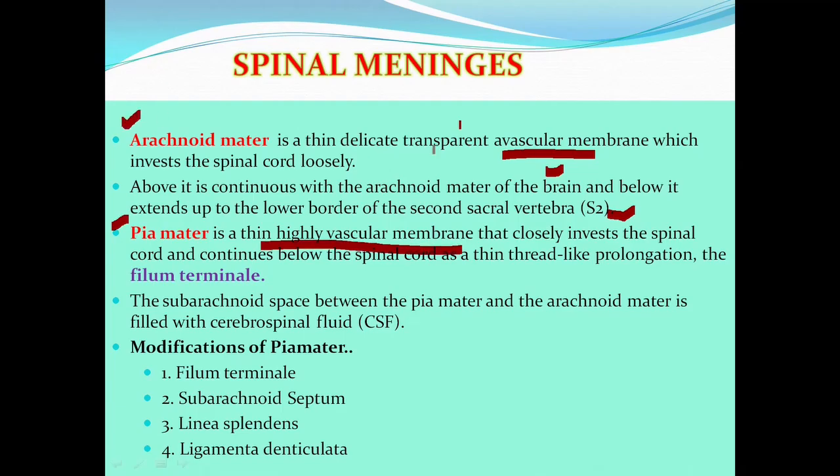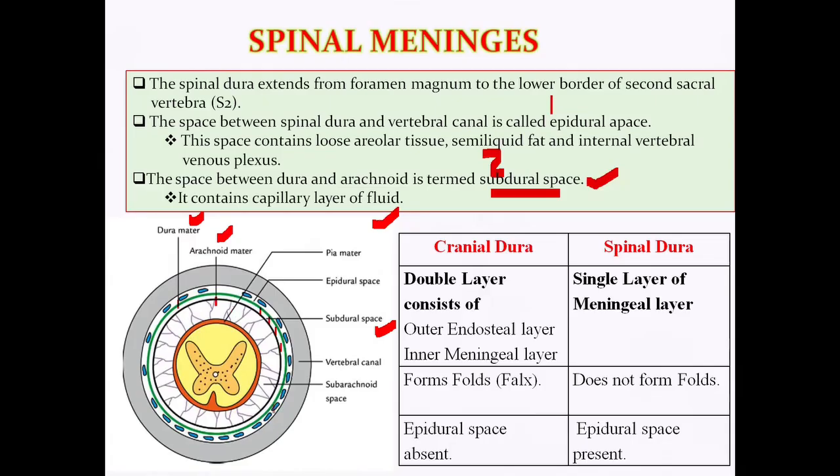See, arachnoid mater is an avascular membrane, but here it is a highly vascular membrane which encloses the spinal cord and is a thin, thread-like prolongation which continues downwards from the L1 level to the tip of the coccyx. I'm going to call it the filum terminale. And the next word, the third word we will be learning now, between the arachnoid mater and the Pia Mater, is called the subarachnoid space.